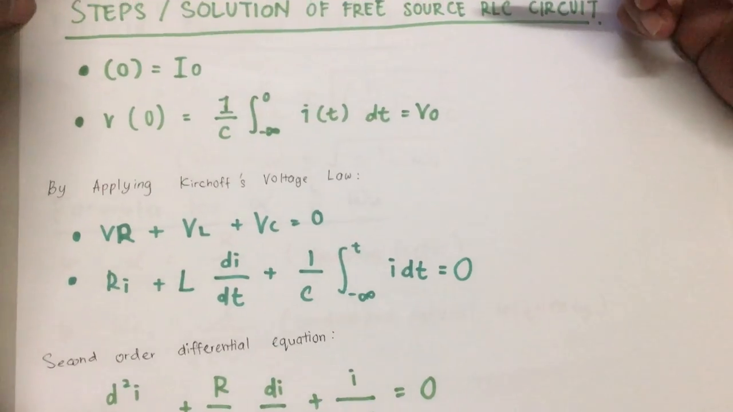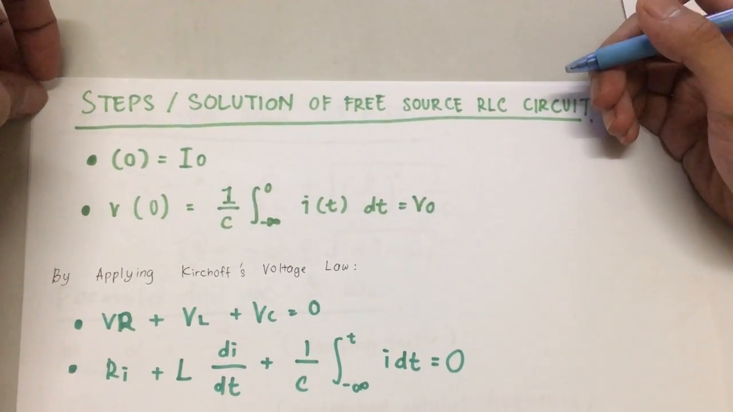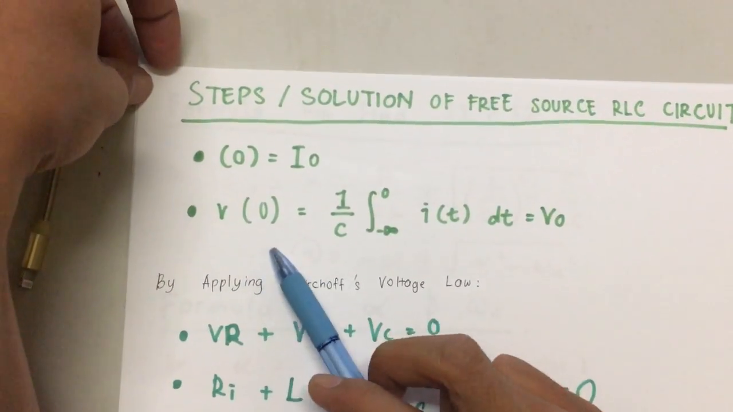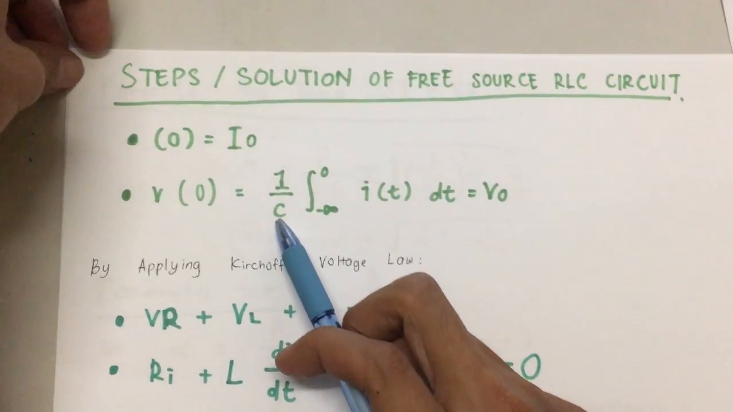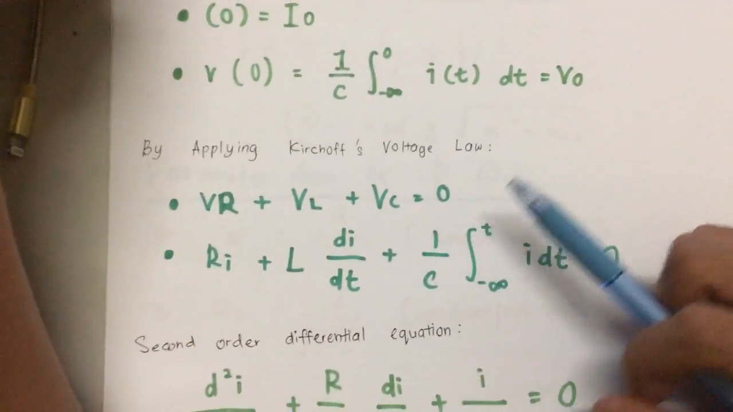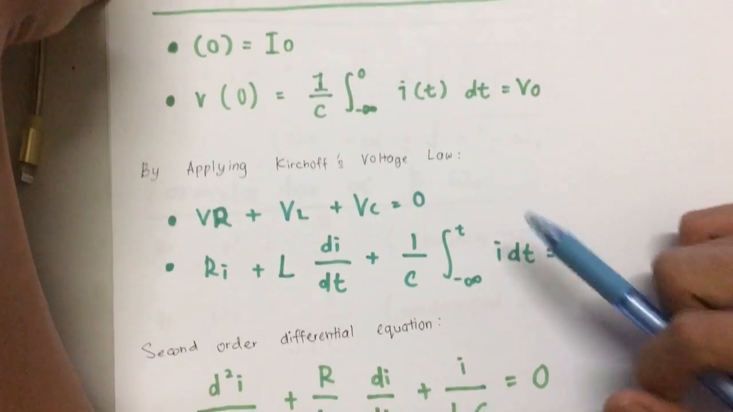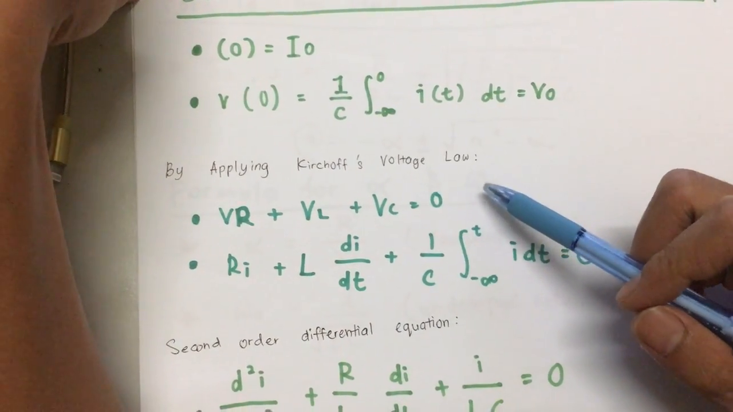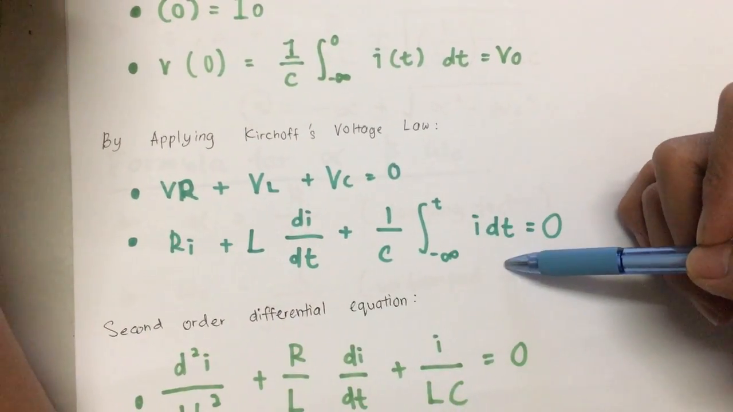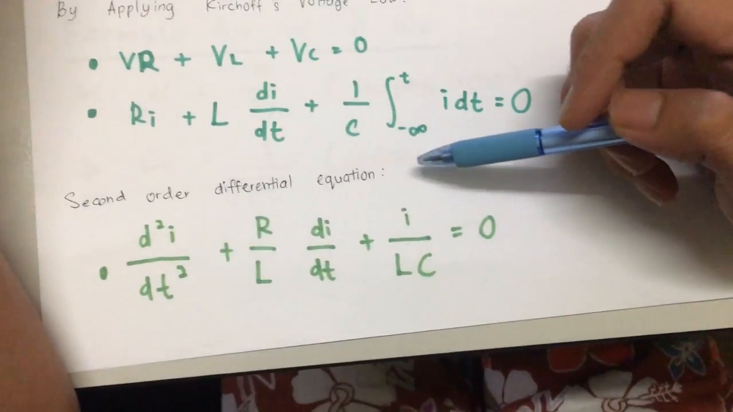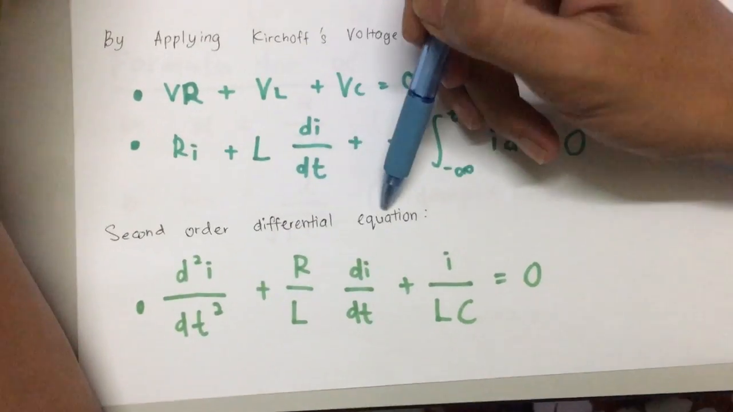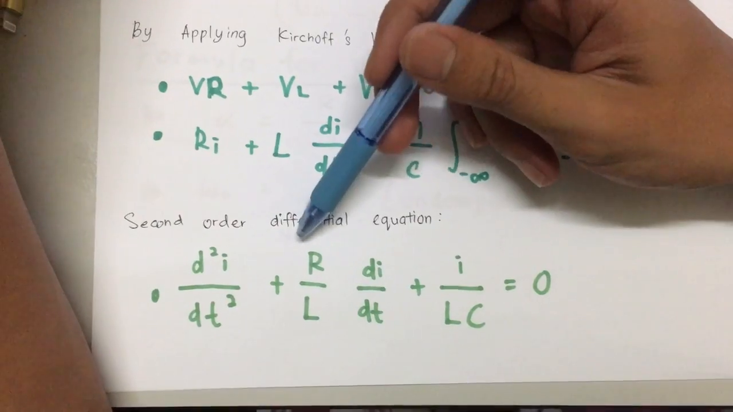So these are the steps or solution of free source RLC circuit that you can solve. So the first one is you have to find the V0 first. V0 equals 1 divided by C, integral of i dt, equals V naught. So this is the first step, and the second step is you have to apply Kirchhoff voltage law. So there are two formulas that you have to apply on these steps. And next, you have to differentiate 2 times. It's also called second order differential equation. So this is the equation of the formula.